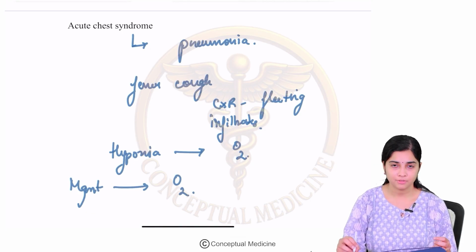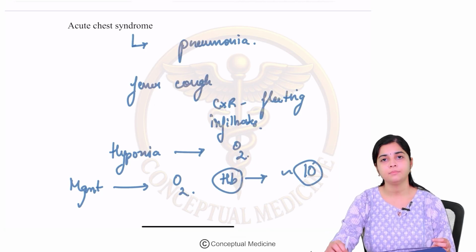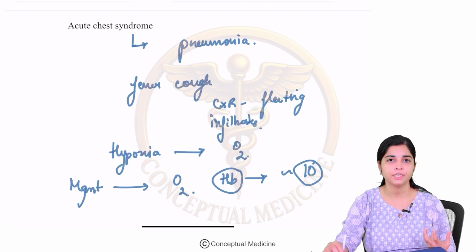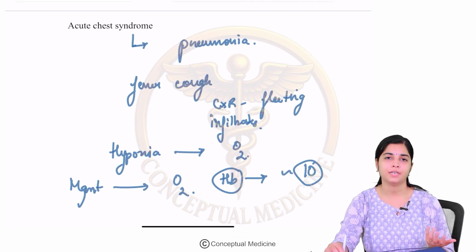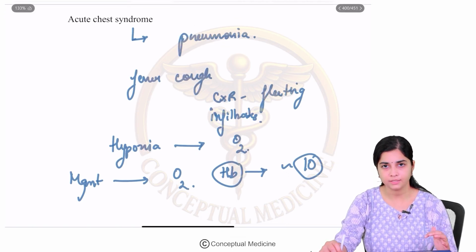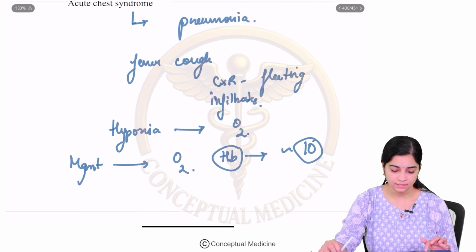Apart from oxygen supplementation, you have to monitor the Hb and try and maintain the Hb at a level of around 10 milligrams per deciliter. You may have to give them supportive treatment with RBC transfusions, and you may have to cover them with antibiotics if the diagnosis is not very clear. Right? So acute chest syndrome is a pneumonia-like illness.